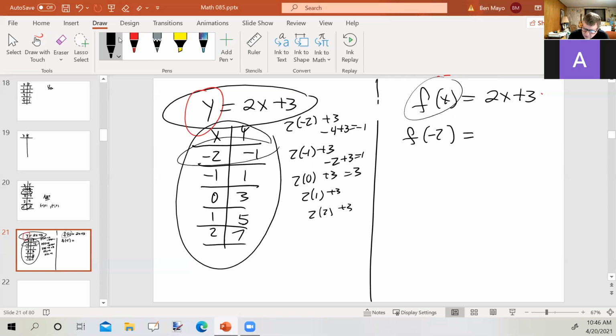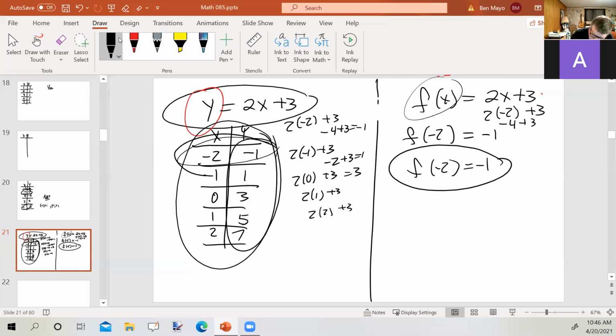Now, how do I determine what f of -2 is? The same way I came up with the y values over here. I take -2 and I put it into the right side, and so I get f of -2 equals -1. That is equivalent to this in a table, and it's equivalent to that ordered pair. Any questions about that example?